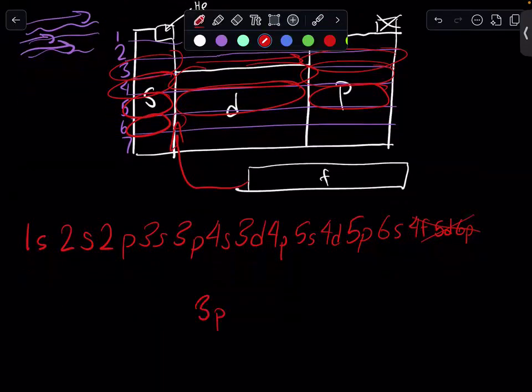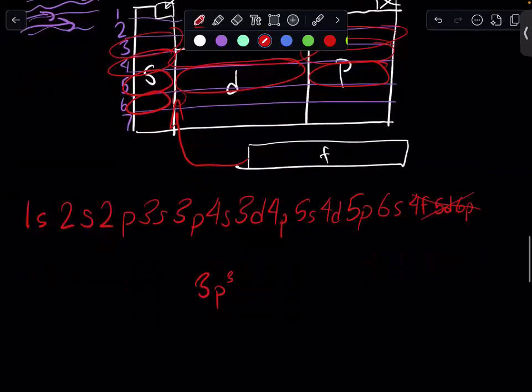So we'll take 3p. You'll generally see it as like 3p3 or 3p4 or 3p5 all the way to 6 because p orbitals can hold 6 electrons. But we have a couple things. The number in front is our main energy level.